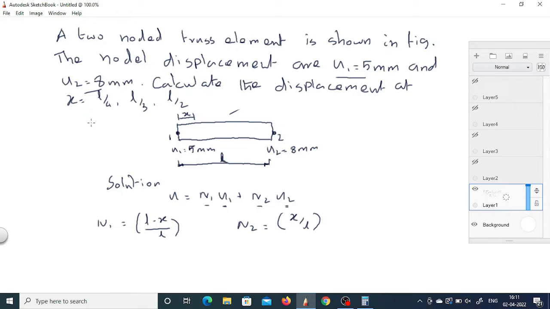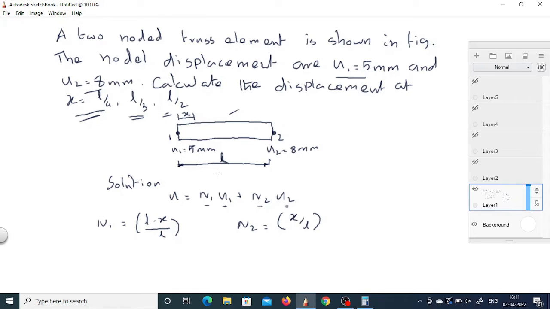For identifying the displacement function, first I consider the question about x equal to L by 4. What is the displacement at x equal to L by 4? Which is the first question. And the second, x equal to L by 3, what is the displacement, and the third point, x equal to L by 2, what is the displacement. Those are the questions we have. So how can we solve?